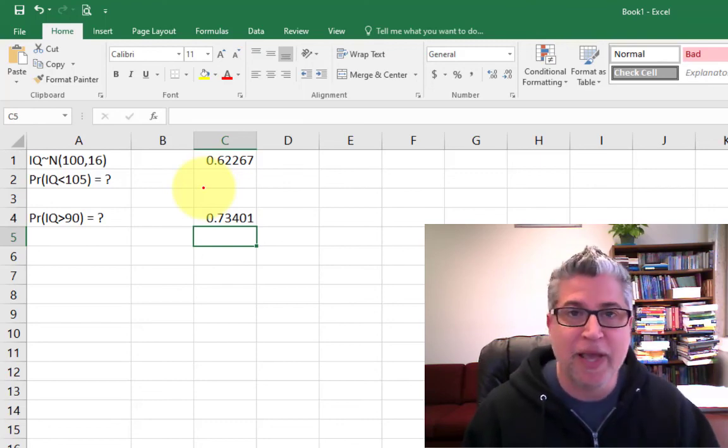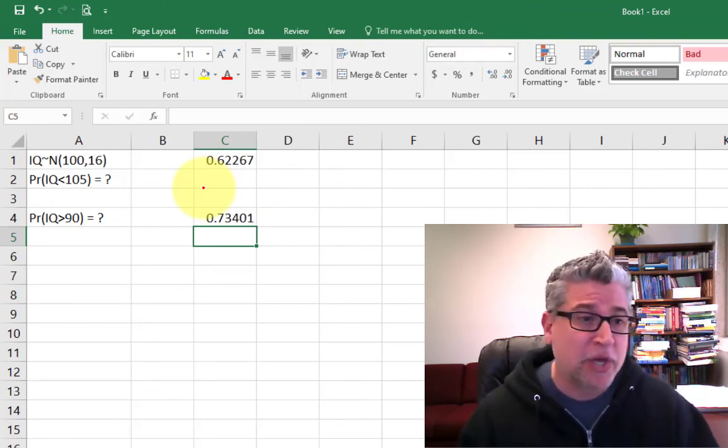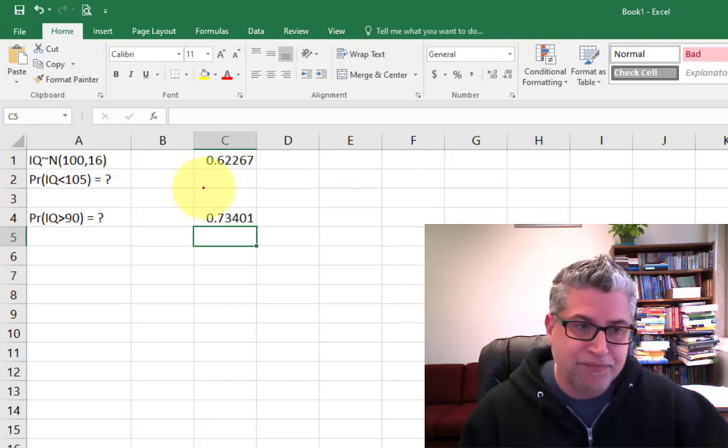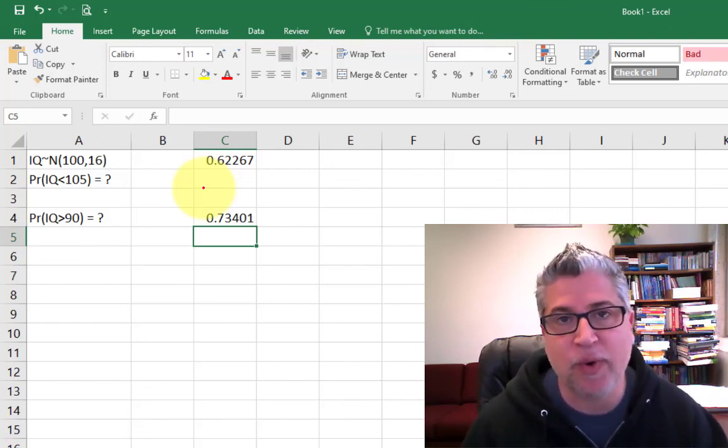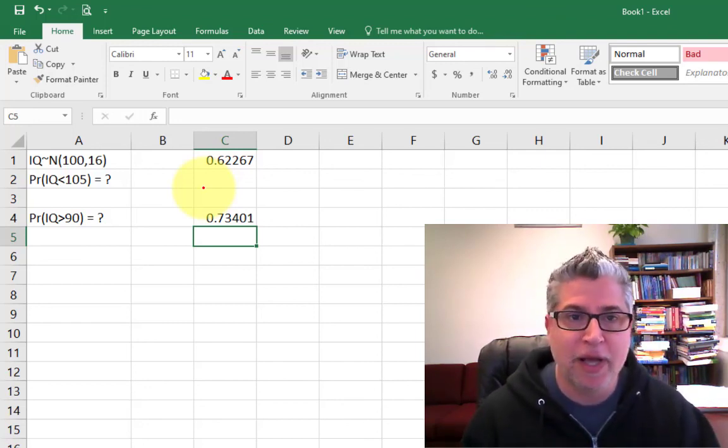So it's really straightforward. Excel does all the heavy lifting for you. You just need to remember how to kind of tweak it to answer greater than questions. It's really straightforward. Hope you learned something.